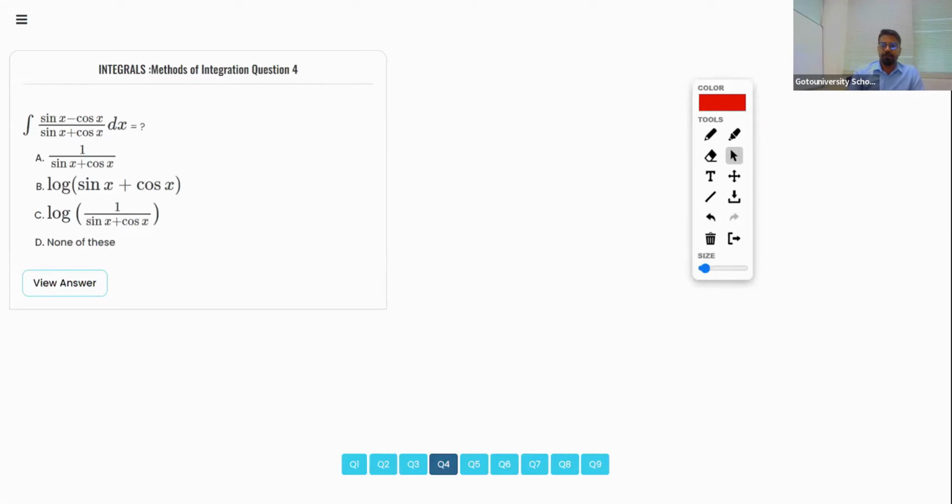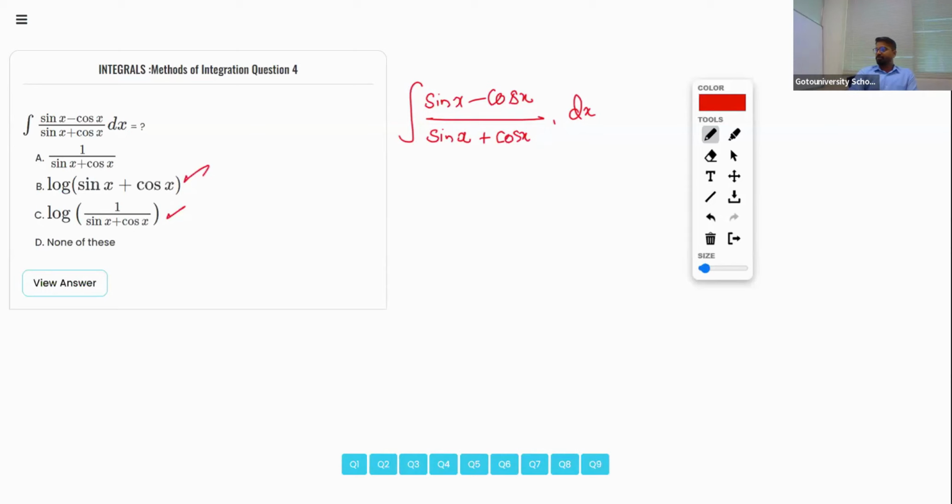What do we have here again? Now I want you to think in the same way we solved the previous question. What can we do to this? Sin x plus cos x into dx. Is there any way we can substitute something so that I'll get the answer faster? Look at the options also. We have 2 options as the logarithm possibility. So can we think about it?